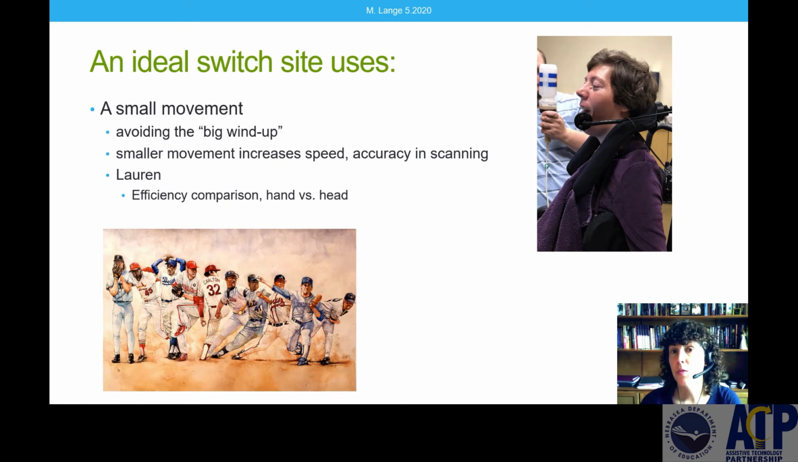So we placed a switch by the side of her head where she could very readily hit this switch using a very small movement and while maintaining visual contact with the display. We literally compared how long it took her to use direct access and switch access to complete several sentences, and she decided that switch access, even though it seems slower since she had to wait for the scan, was actually faster and more accurate for her.